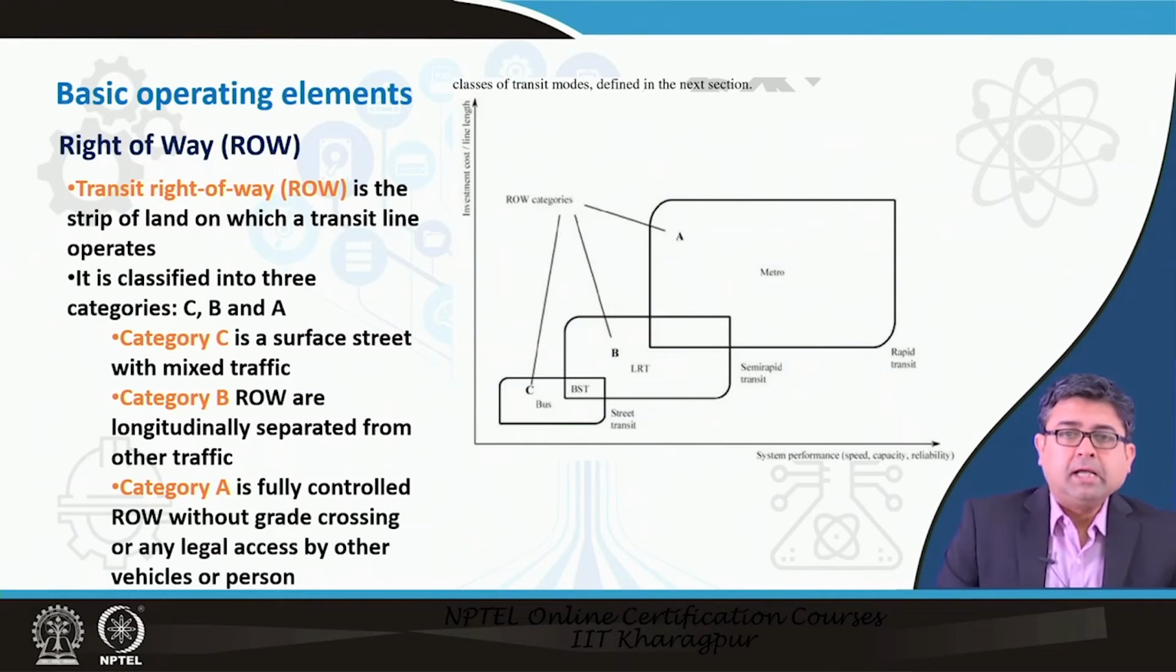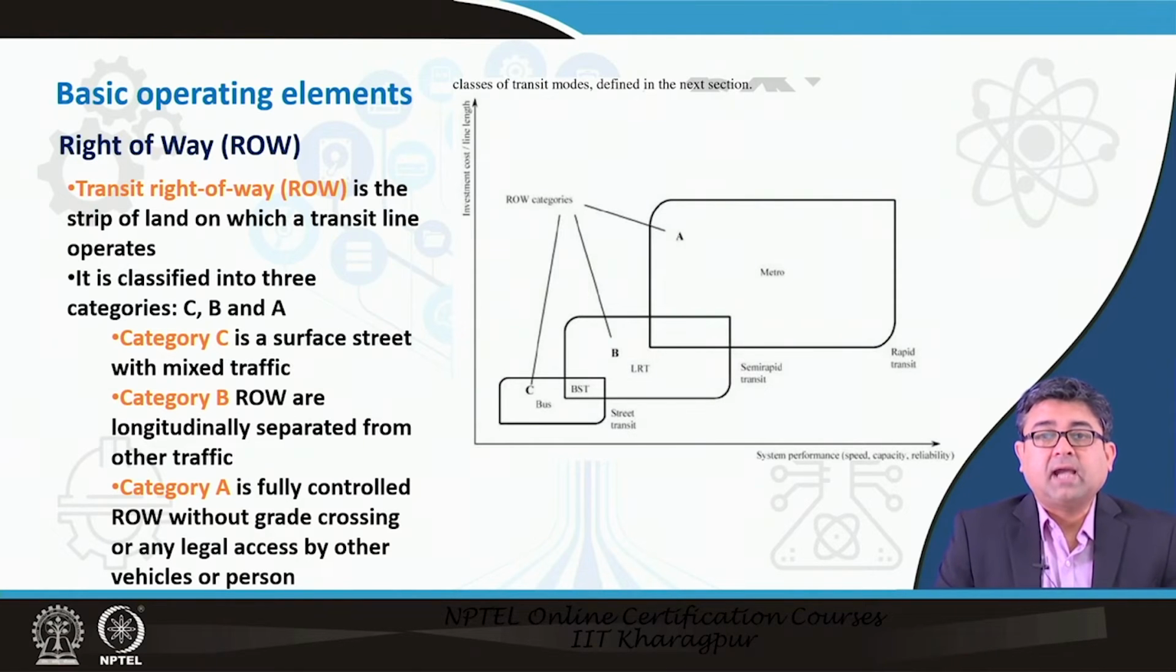Now, when it comes to right of ways, the transit right of way is defined as a strip of land on which a transit line operates. That is simple enough. However, it can be classified into three subcategories: category C, B and A. Category C is a type of right of way where a surface street with mixed traffic exists and the transit runs on that surface street itself. So, category C is a surface street with mixed traffic.